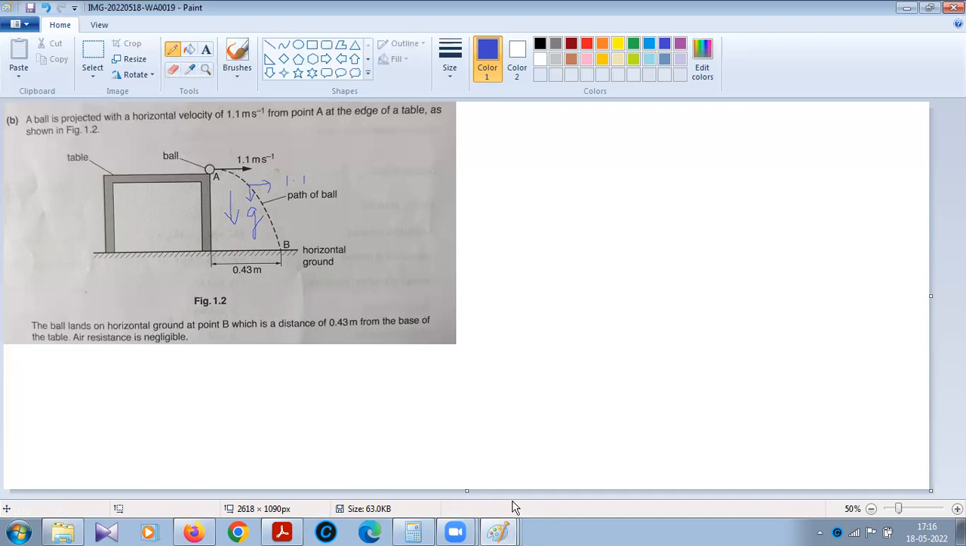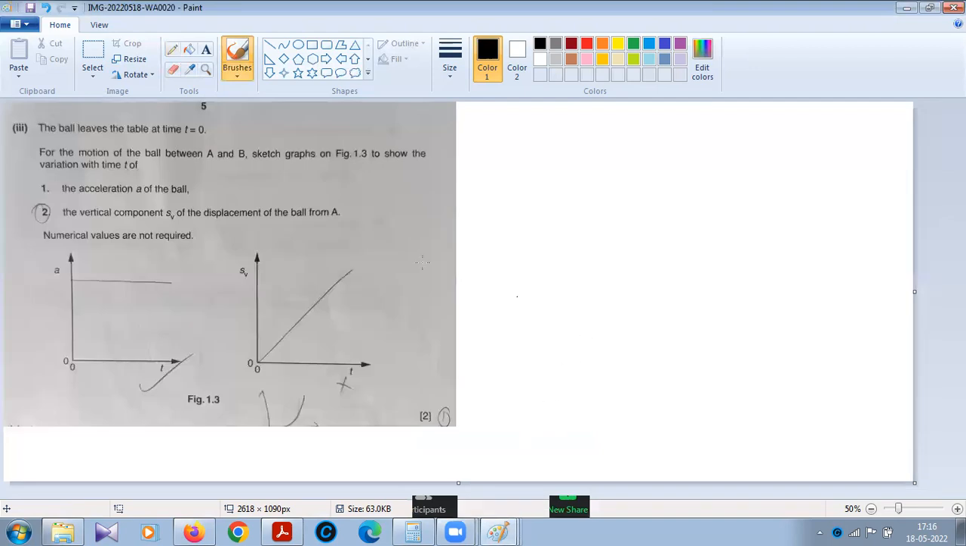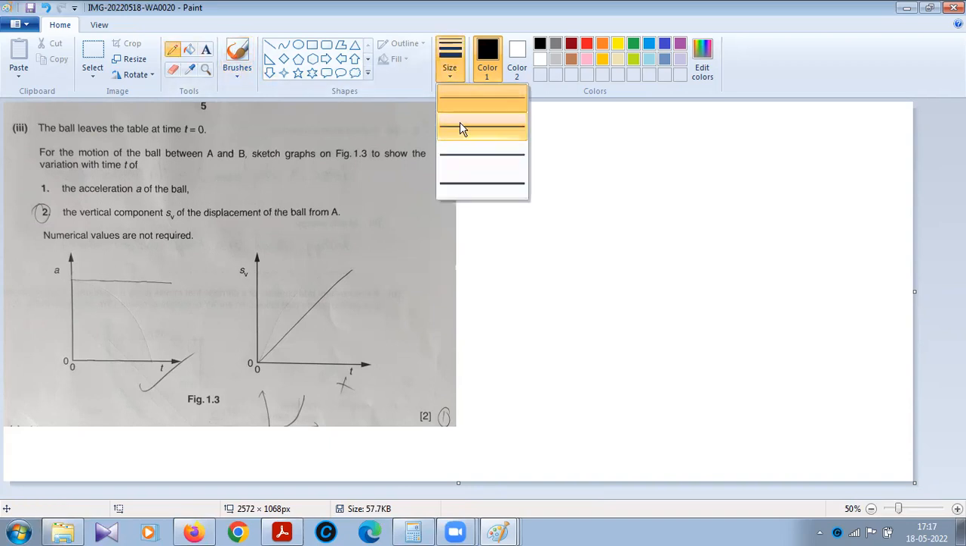So what is the question now? The ball leaves the table at t equal to 0. For the motion of the ball between A and B, sketch graphs to show variation with time of acceleration a of the ball. So yes, acceleration is only in the downward direction and it is acceleration due to gravity, constant, so it's a straight line. This is correct.